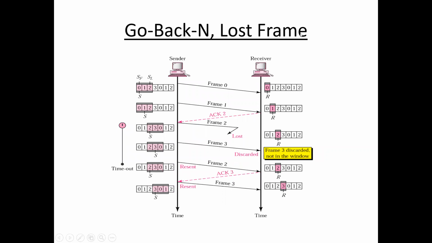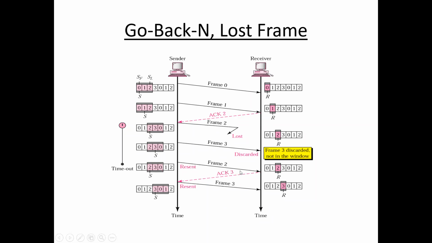Next, go back N lost frame. That means if one of the frames is lost or corrupted or damaged. Here, sender sends frame 0, frame 1 and receiver sends ACK2, acknowledgement for frame 0 and frame 1. Next, if frame 2 is lost, then subsequent frame 3 is discarded. Next frame also discarded. Then here sender sends this frame 2 once again.